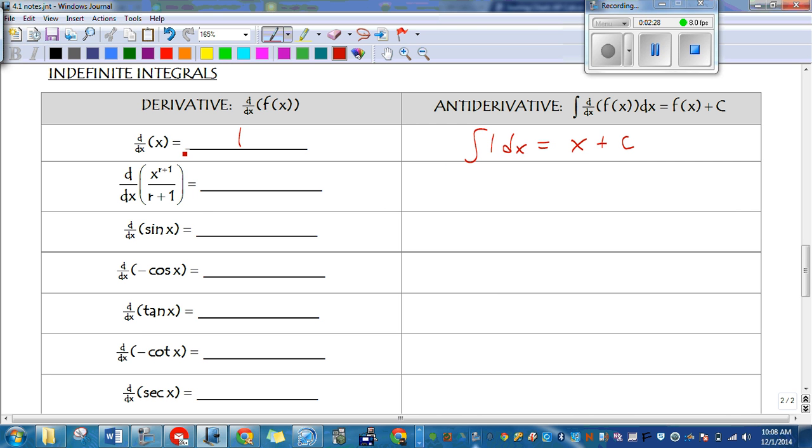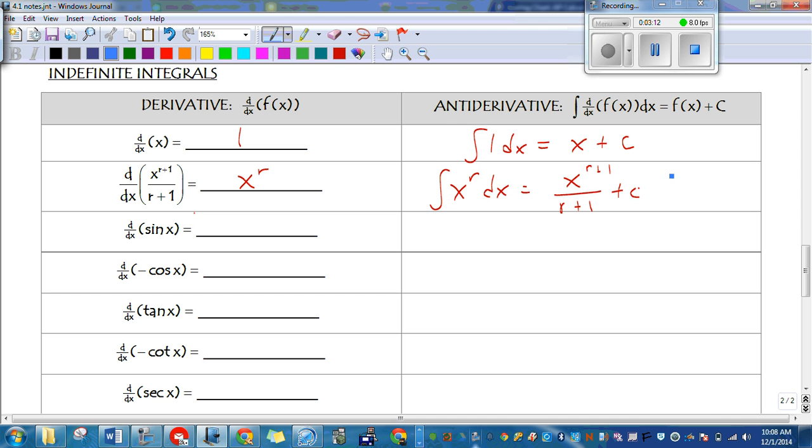Now, this next one looks more complicated than it actually is. If we take the derivative of this, we're going to take that r plus 1 and bring it out in front, which cancels out with the r plus 1 on the bottom. And then we'd have to subtract 1 from the exponent, right? It's just the power rule. This ends up giving us x to the r. So antiderivative of x to the r dx is going to give us this ugly mess. And again, it's not as bad as it looks. We get x to the r plus 1 divided by r plus 1 plus c.